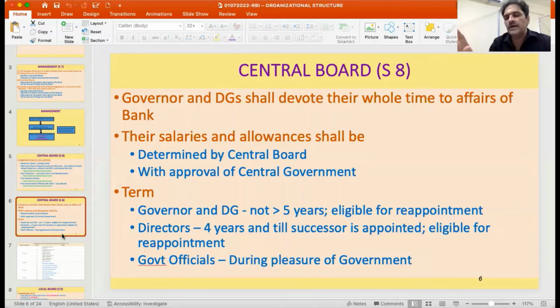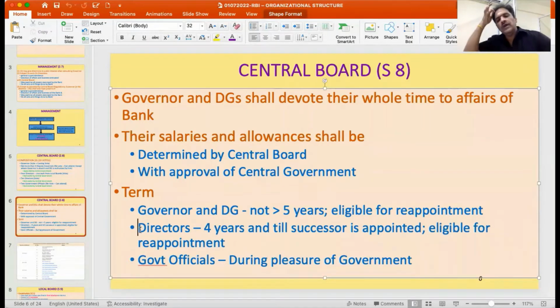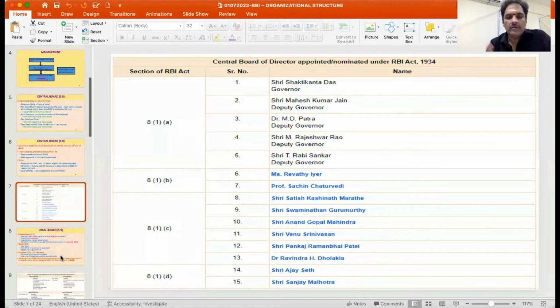There is no age limit in terms of what maximum age a governor or deputy governor can be. But for deputy governor, generally around 60 to 65 is the last that you have, and same is the case with governor. 65 is generally the cutoff kind of a thing. Then for directors, the tenure is 4 years till the successor is appointed, and both are eligible for reappointment. And since these government officials are operating in the respective departments, they will be continuing during the pleasure of the government. So the present constitution is this.